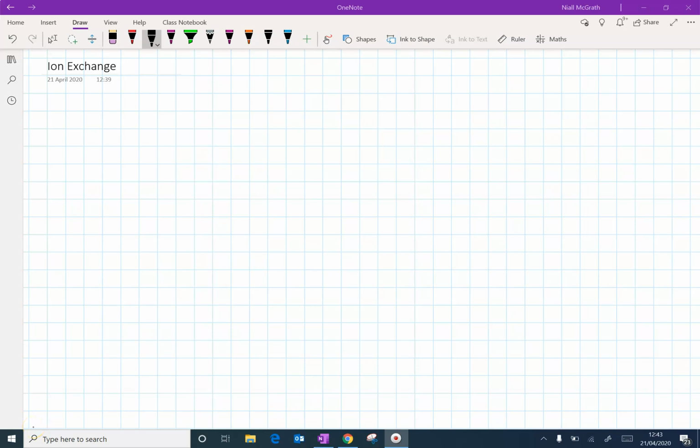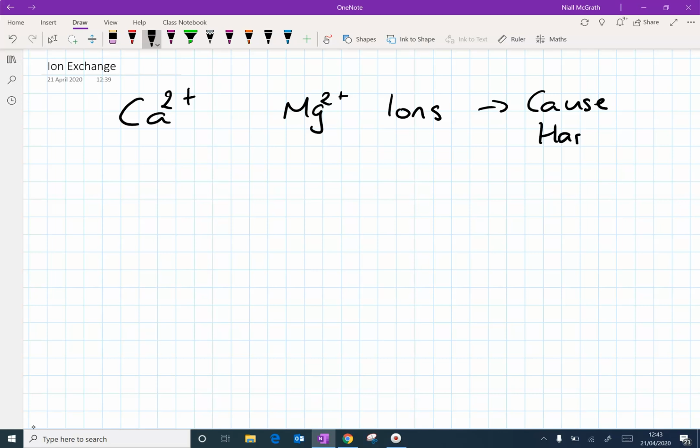This video is going to be about ion exchange resin, so removing the hardness from water. We should know at this stage that hardness in water is caused by Ca2+ and Mg2+ ions. They are what cause hardness in water, and that's what we want to remove. If we want to remove the hardness, we need to remove those ions.